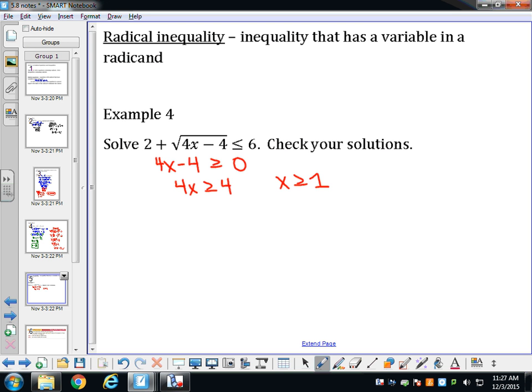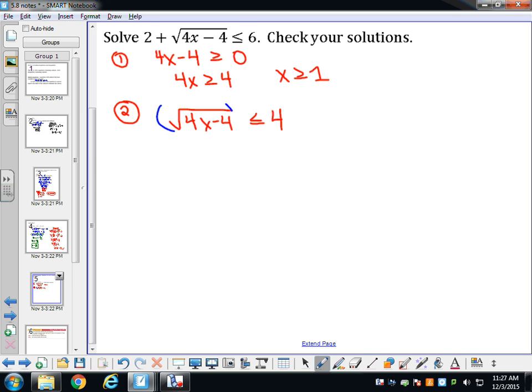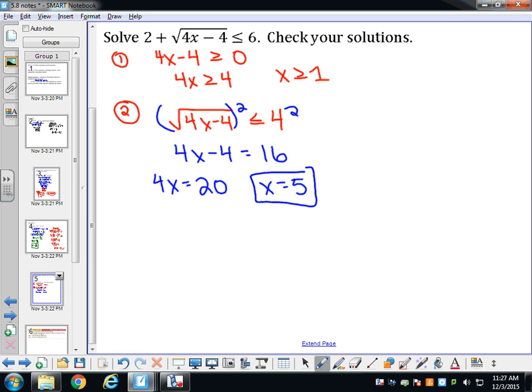Now I'm going to solve my inequality like normal. Isolate the radical and then square both sides. So I'm going to have the square root of 4x minus 4 is less than or equal to 4. Then I will square both sides to give me that 4x minus 4 equals 16. 4x equals 20, so x equals 5. Excuse me, less than or equal to 5.